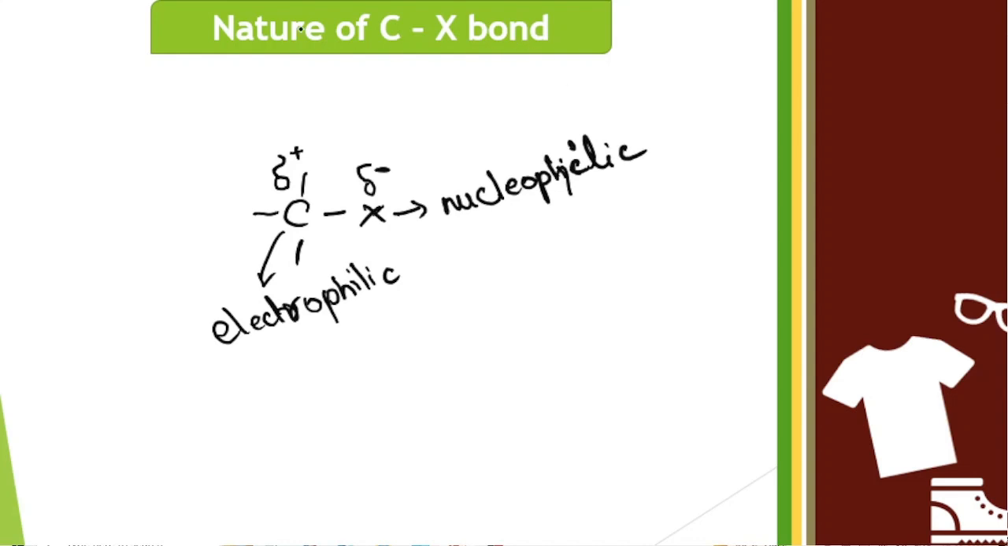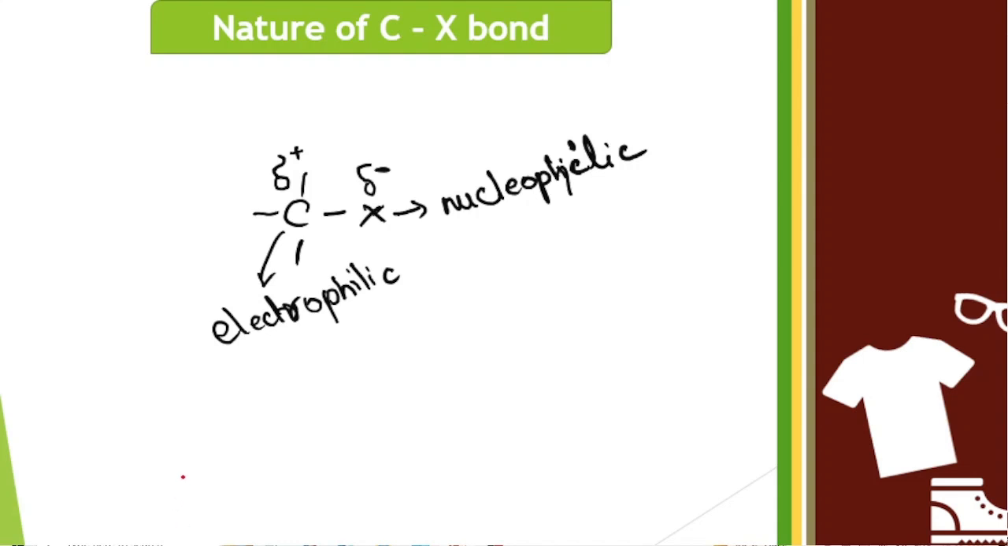Already you know what a nucleophilic center and an electrophilic center are. Your carbon will act as an electrophile. Your halogen atom will be electronegative, so the bond gets polarized.